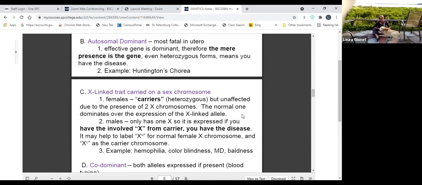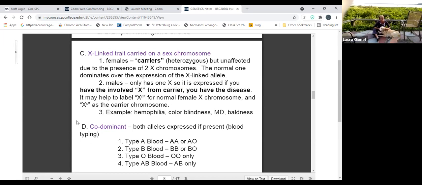But she could have color blindness if she has inherited an X from mom and an X from dad that carry color blindness. Males have only one X, so it's going to be expressed if you have the involved X from the carrier. All they're saying is if you have a boy, he gets a Y from dad and an X from mom, and if that X is carrying color blindness or hemophilia, then it's going to dominate over the Y, and it's going to be expressed.